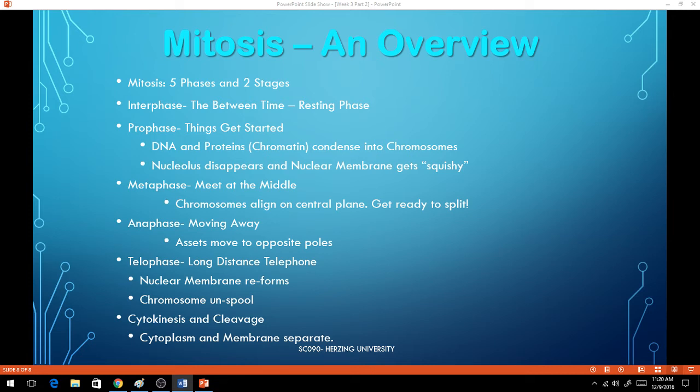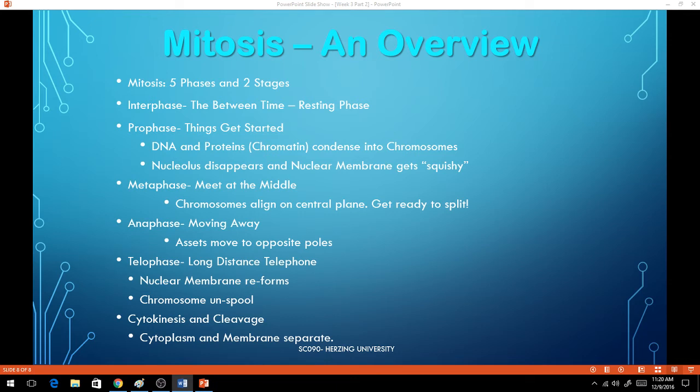My key word for anaphase is away. A for ana, A for away. The genetic material and cellular assets move away from each other, traveling to the opposite poles. Remember that we're splitting the cell in half, and the different parts need to get to one side or the other so they're included when the thing splits down the middle. Much like splitting Halloween candy with your brother, everyone has their pile.